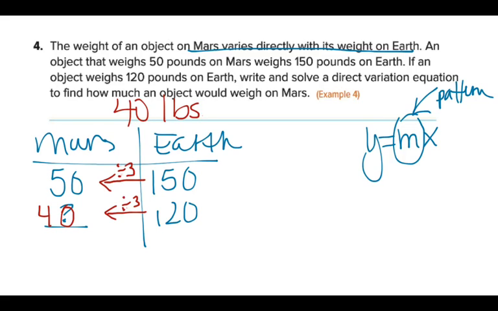A lot of times if you just create a table or just write out the important information, you can kind of see the common thread here is that we're finding a pattern. We find a unit rate. I could have said, well, 1 pound on Mars equals 3 pounds on Earth or whatever. And then I could have applied that as well. So there are a lot of different options that you had on this. I think the easiest way was to make a table and just look at the pattern and follow the pattern.